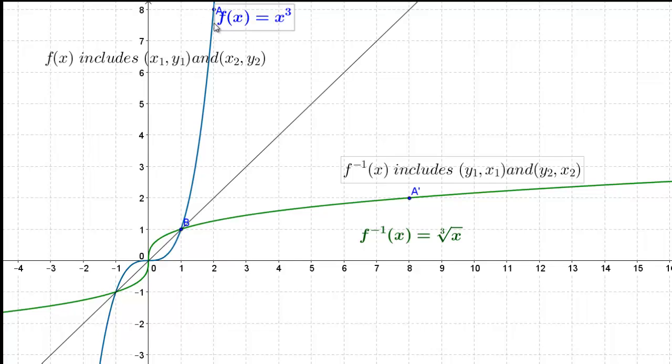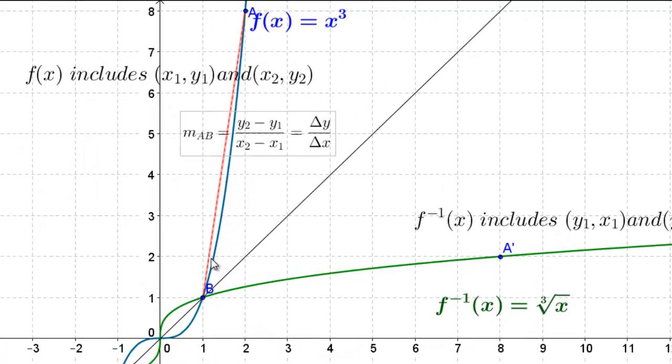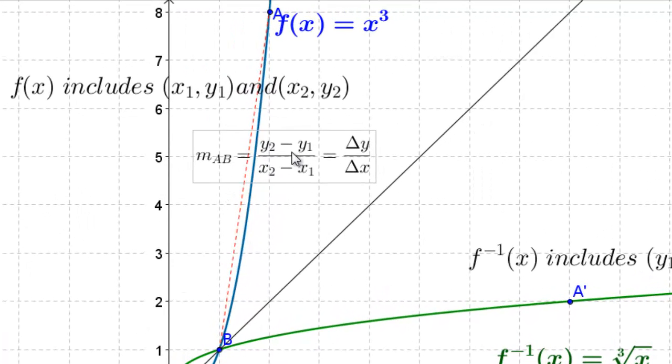So for example, this is the point (2, 8). So over here at A prime is the point (8, 2). Both points actually are (1, 1). So if we wanted to find the slope of the secant line between A and B, which is indicated by this red dashed line here, the slope of A to B would be y2 minus y1 over x2 minus x1. It would be delta y over delta x. The difference in the y coordinate divided by the difference in the x coordinate, good old algebra 1.